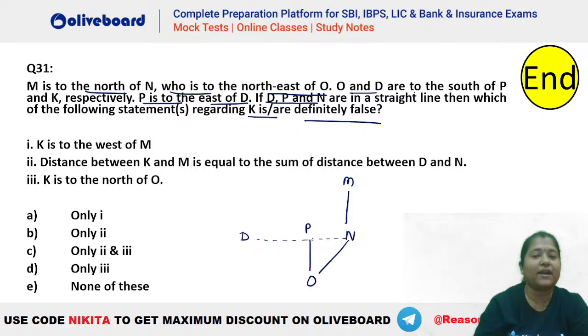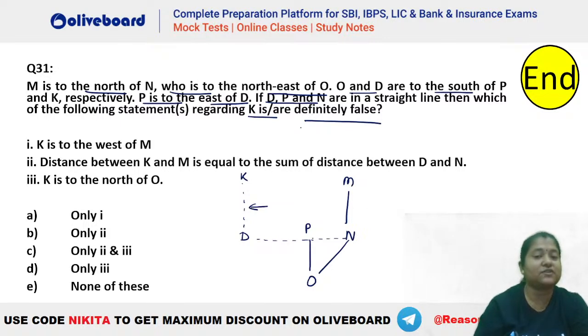Okay. Now O and D are to the south of P and K respectively. So O is to the south of P and D has to be towards the south of K. So that means K has to be somewhere along this line. We do not know the length of this particular line. That is your KD. Okay, we do not know this particular line's length here. Similarly, we do not know the length of MN also.